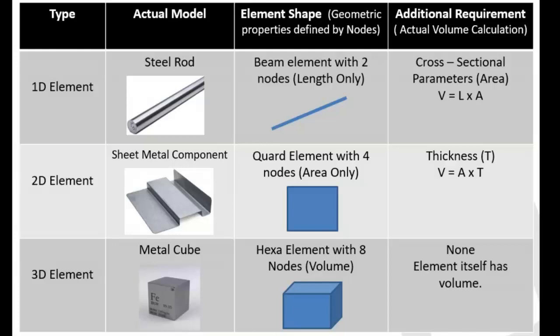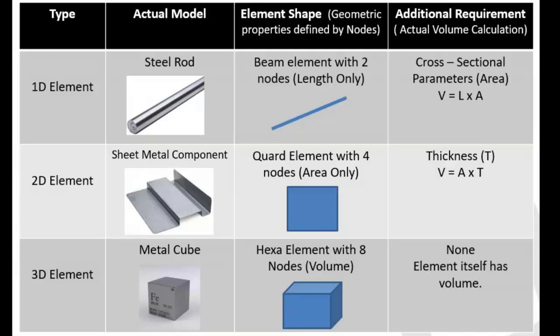But as I already told you, we need volume. So a line element will have length, but to get the volume, we need all three dimensions. So the additional parameter we give to the software is the cross-sectional area. The software multiplies that cross-sectional area with length and generates the volume. But the software will only give the results along the length.